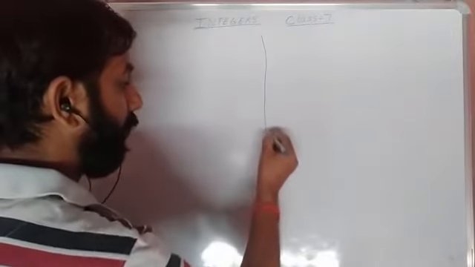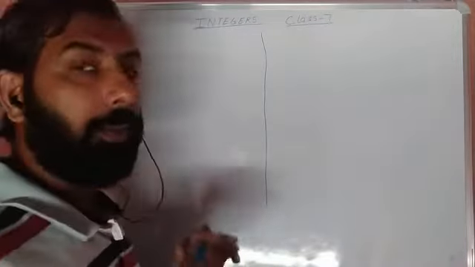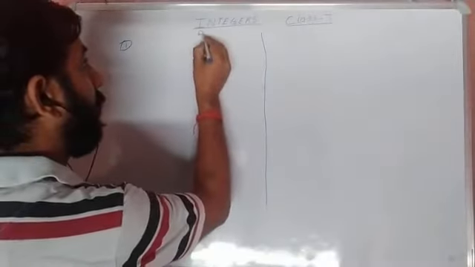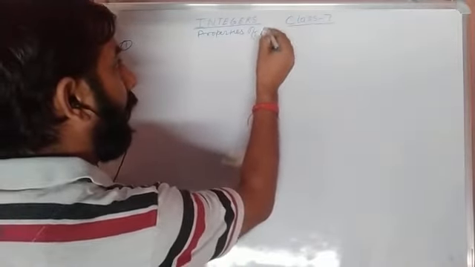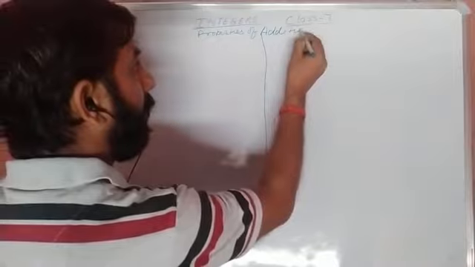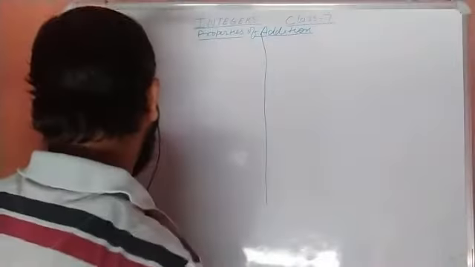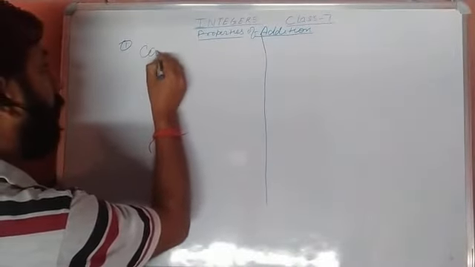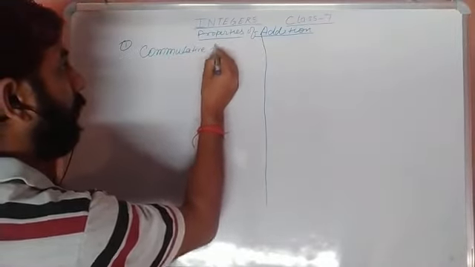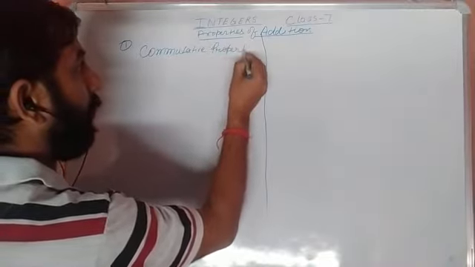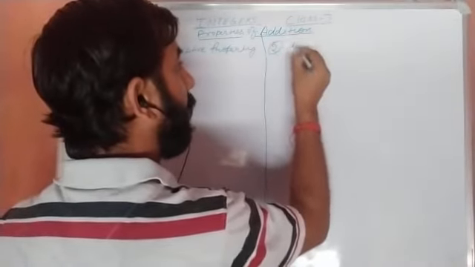Just drawing the two parts. Properties of addition. The first property is commutative property, and the second is associative property.